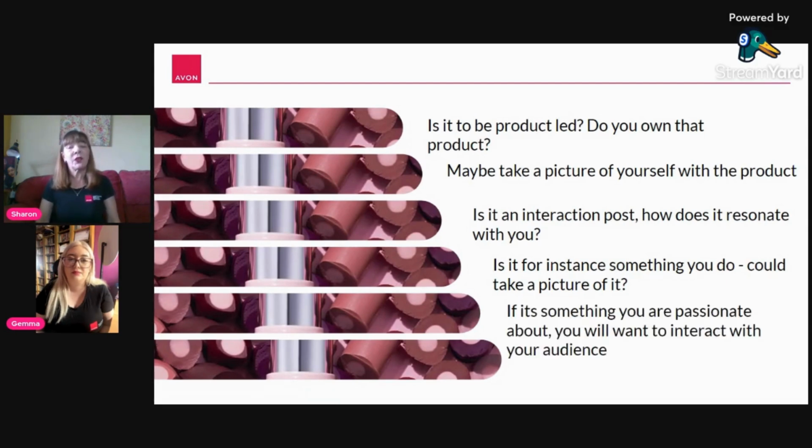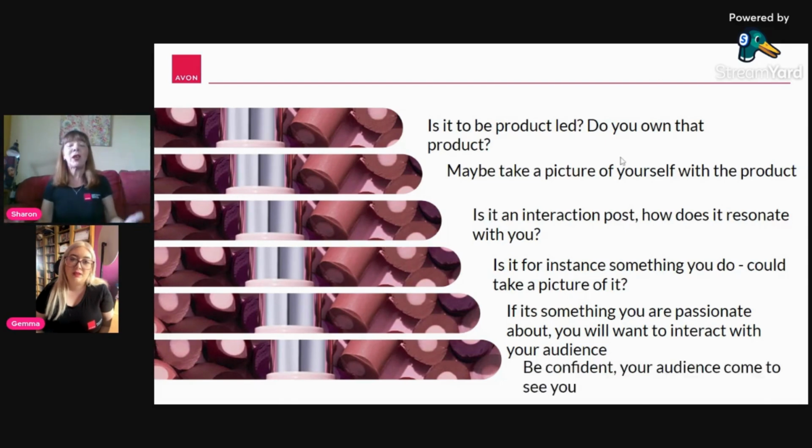And is it something that you are passionate about? Because you will want to interact with your audience if you're passionate about it. If it's something that resonates with you, you're going to want to interact with your audience because it means something to you. There's no point. For instance, I do not run. I'm in a wheelchair. Running is not my thing. So I'm really not going to be that passionate about it. So, I'm not going to interact with people in the same way as, for instance, if it's building dolls' houses. I love a doll's house. There you go, for instance.